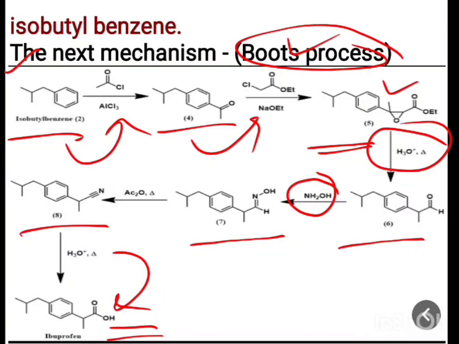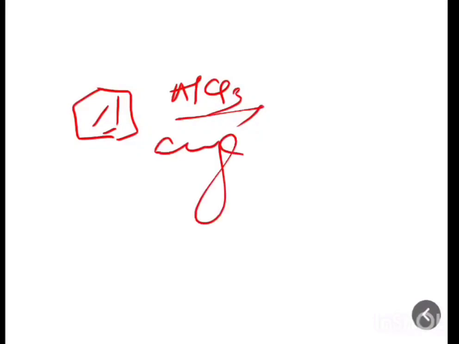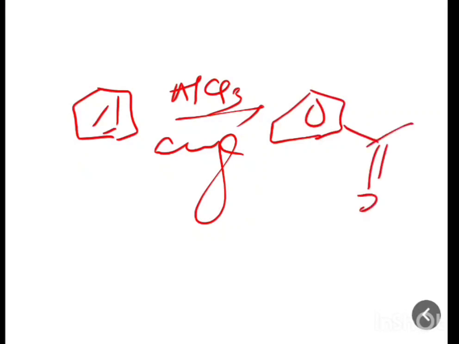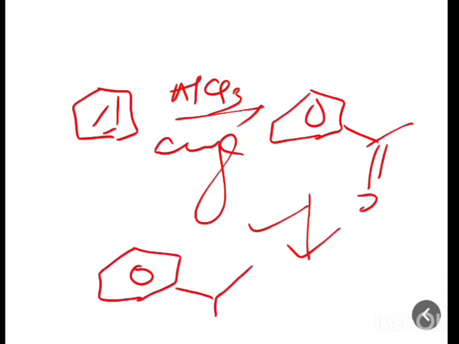And there should be isobutyl. How do we produce it? There should be a benzene ring, Friedel-Crafts alkylation, that is with AlCl3. An acyl group reacts, and then this type of compound is produced, and then by reduction, this C=O group is reduced to a CH2 group.